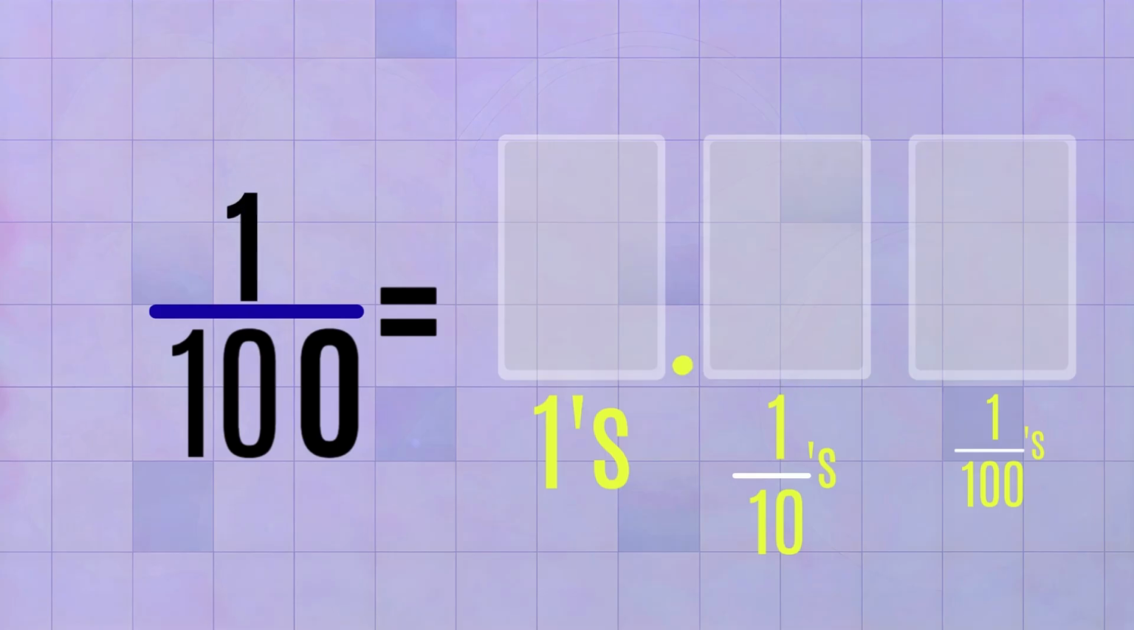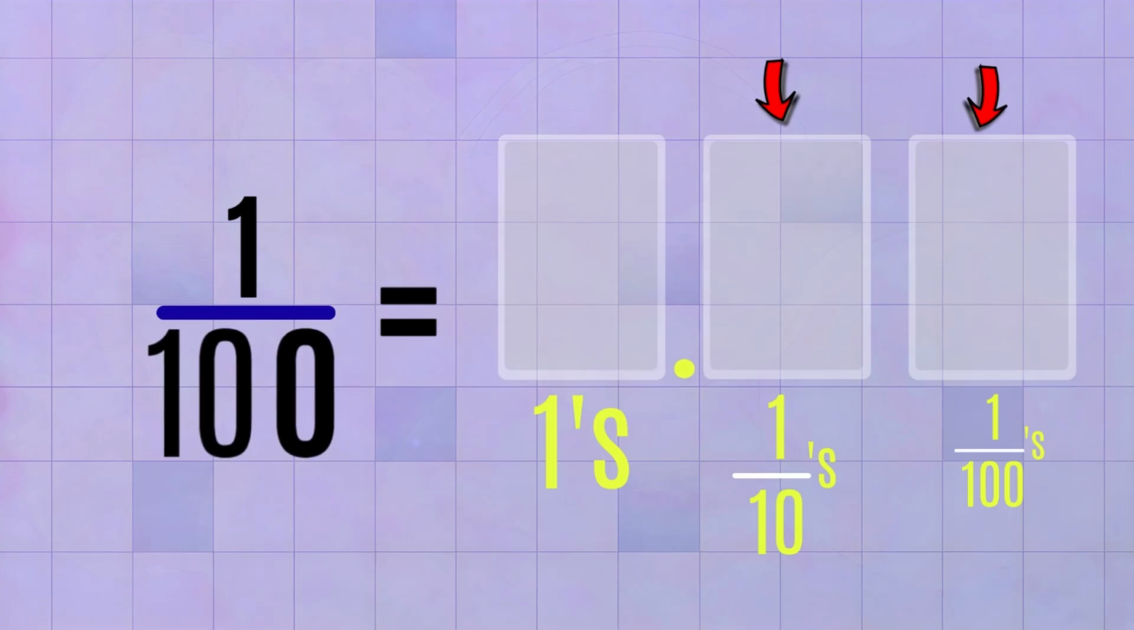Let's start with 1 over 100. The bottom number is 100, so the whole is divided into 100 equal parts. That means we need 2 decimal places because of the zeros we have on the bottom. Tenths place and hundredths place. We only really care about these 2 places, but including the ones place box is very helpful. It helps us to see clearly.